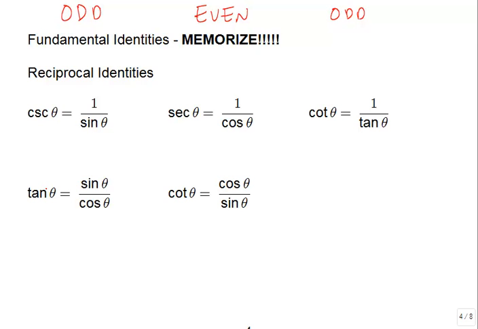Tangent of theta, normally we think of as y over x, but y is sine and x is cosine. So you can think of tangent of theta as the sine function divided by the cosine function. Therefore, its reciprocal, cotangent, would have to be cosine over sine. So you want to have these five reciprocal identities memorized.